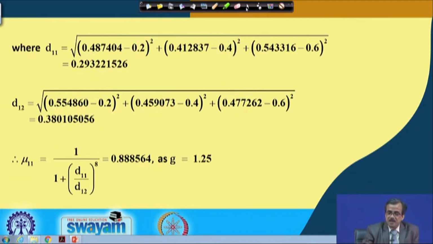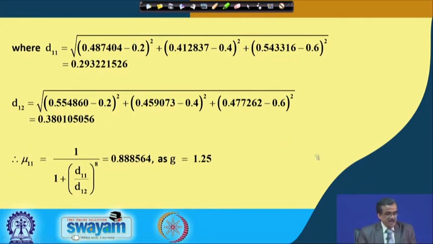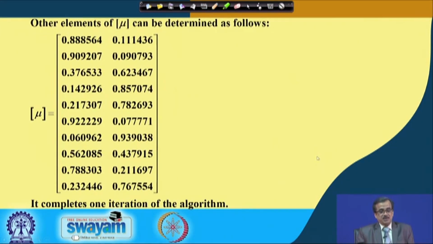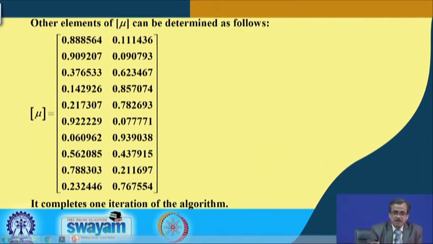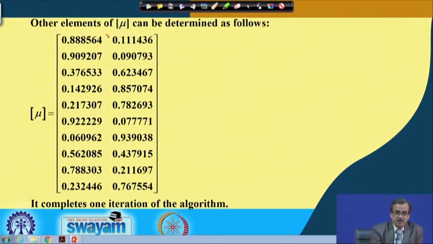Now, following the same procedure, I can also find out the other values. If you calculate, then you will be getting... this one I have already calculated just now: 0.888564. Similarly, the other membership values you can also calculate. So, these are all updated values.